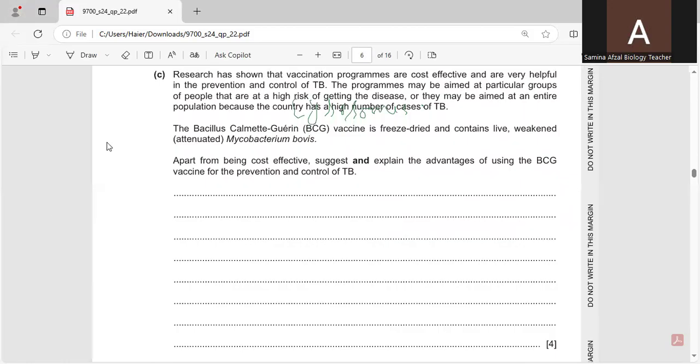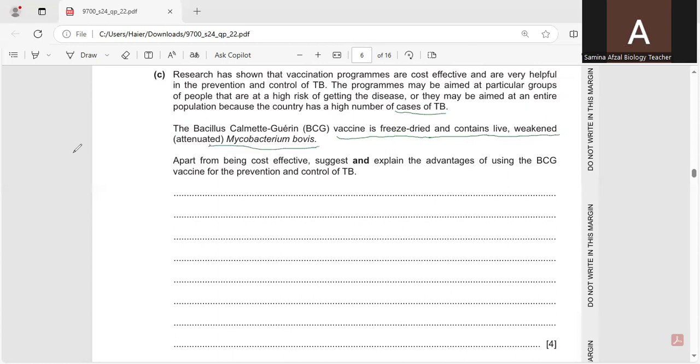Now, the next question is: research has shown that vaccination programs are cost effective and very helpful in the prevention and control of TB. The programs may be aimed at particular groups of people that are at high risk of getting the disease, or at an entire population because the country has a high number of cases of TB. The Bacillus Calmette-Guérin (BCG) vaccine is freeze-dried and contains live weakened Mycobacterium bovis.